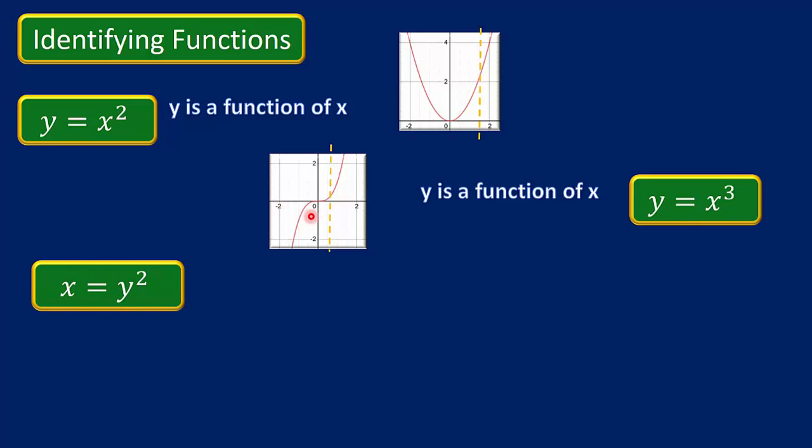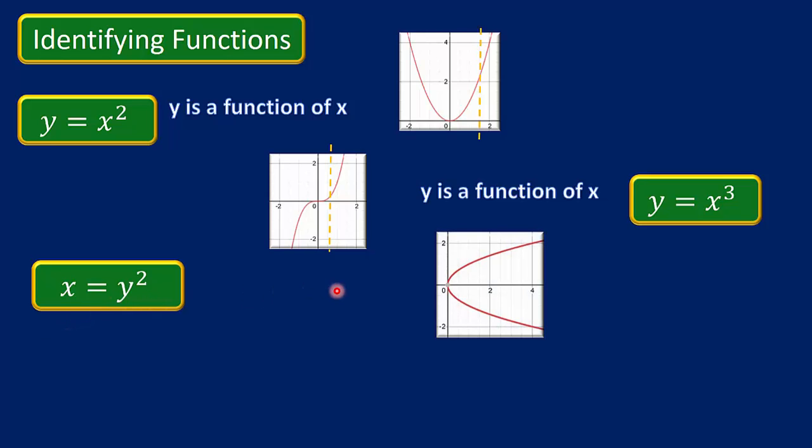Okay, now let's look at this one, x equals y squared. Let's see what the graph of that looks like. Now this one definitely is not a function. Y is not a function of x, because look, this x right here corresponds to this y and this y.